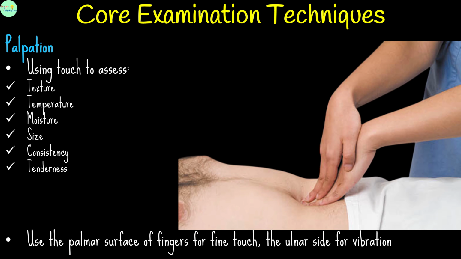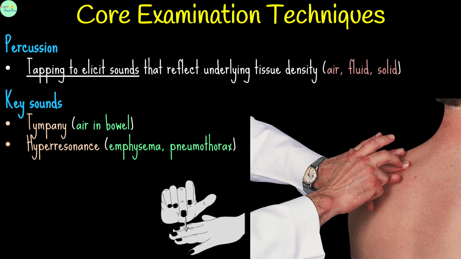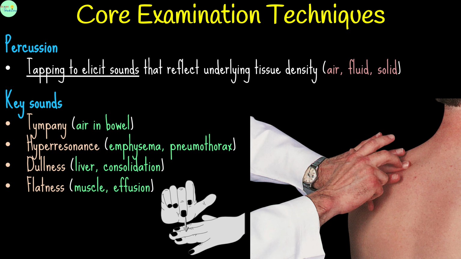better detect vibrations. The third technique is percussion, tapping on the body's surface to elicit sounds that reflect the density of the underlying tissue. Key sounds to know are tympany, a loud, drum-like sound heard over air-filled structures like the stomach. Hyperresonance, a very loud, lower-pitched sound found in conditions like emphysema or a collapsed lung. Dullness, a medium-pitched, thud-like sound over solid organs like the liver. And flatness, a soft, high-pitched sound over very dense tissue like muscle.